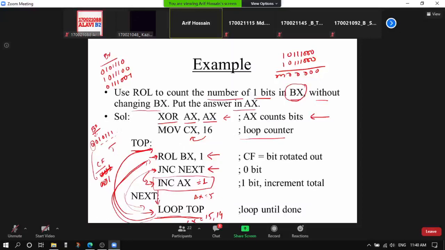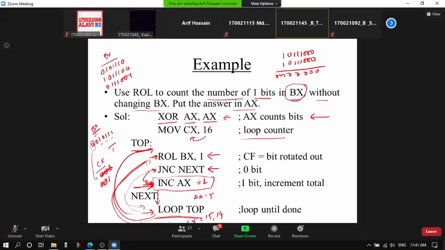So again, if you get 0, now you get the scenario. If you get 0 in carry flag, you will come over here. But if you get 1, you will come over here. So if there are 5 ones or 6 ones, for all those 5 or 6 times, you will execute this particular line. So every time it will increment by 1 and your AX will contain the number of 1 bits in BX register. Is it understood now? Yes, sir. Everyone, is it clear?